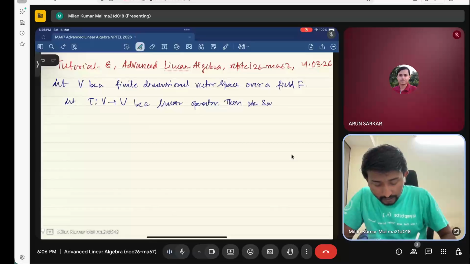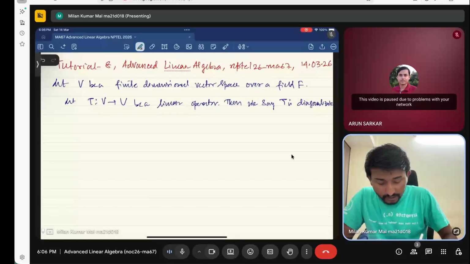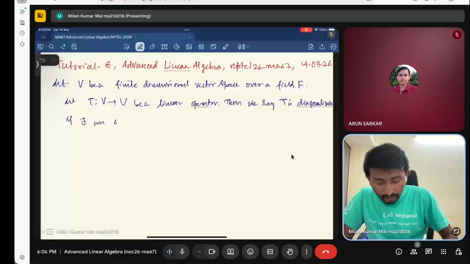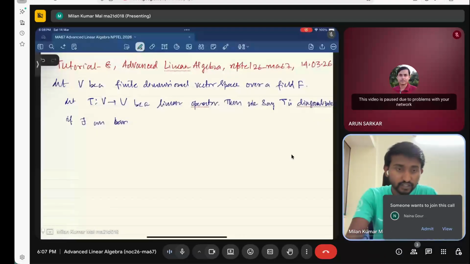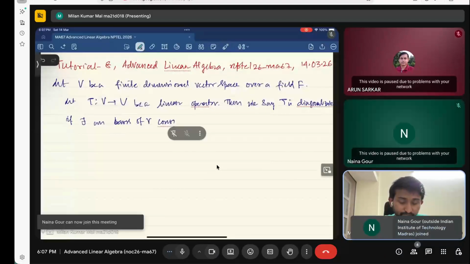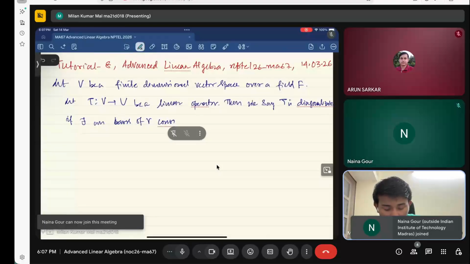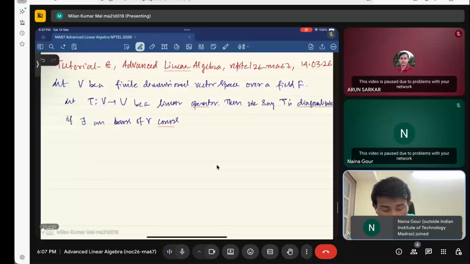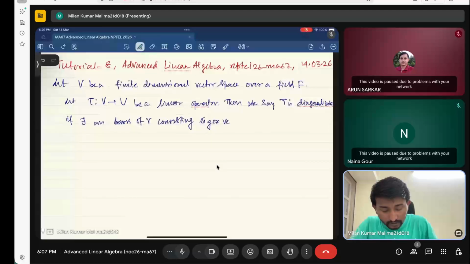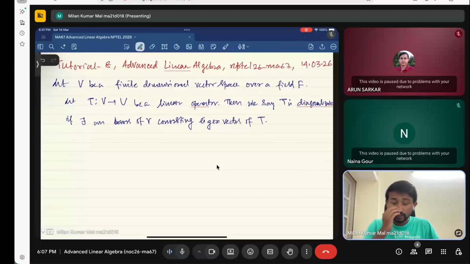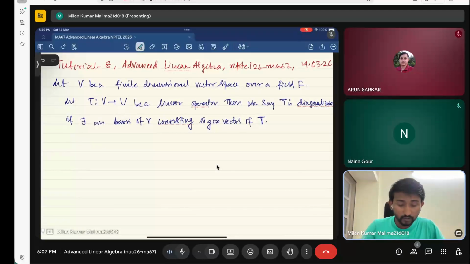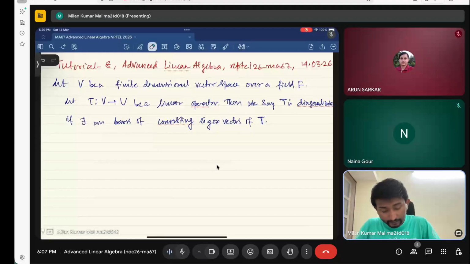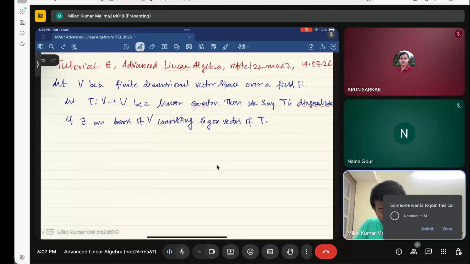if there exists a basis of V consisting of eigenvectors of T, right? So T will be diagonalizable if there exists a basis of V consisting of eigenvectors of T. Okay, so this is called diagonalizable.